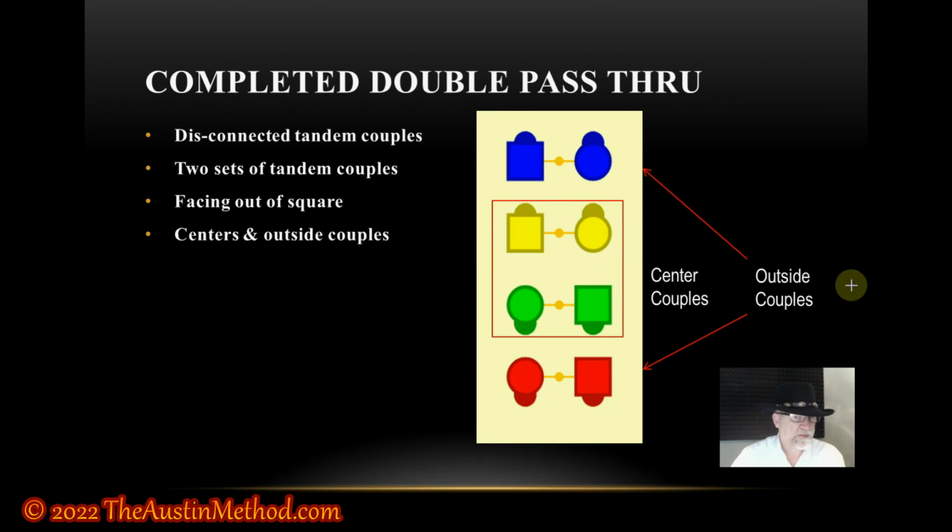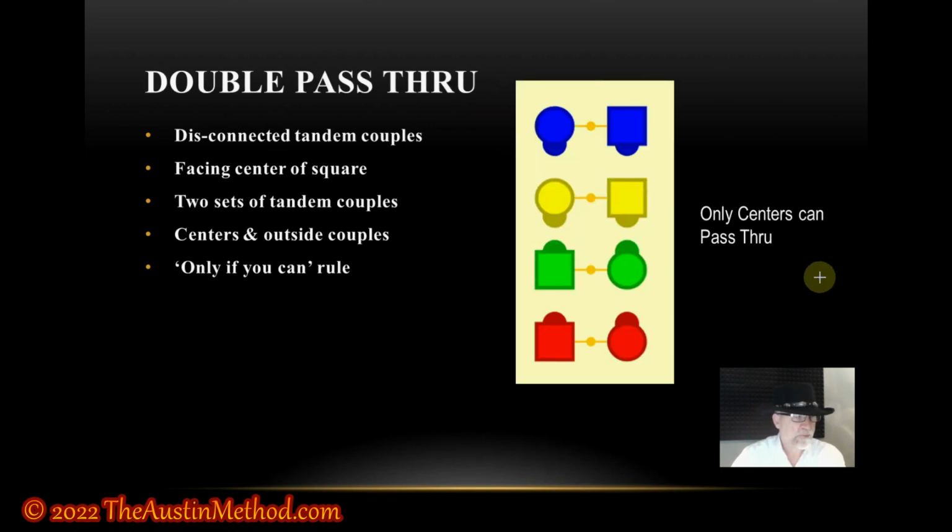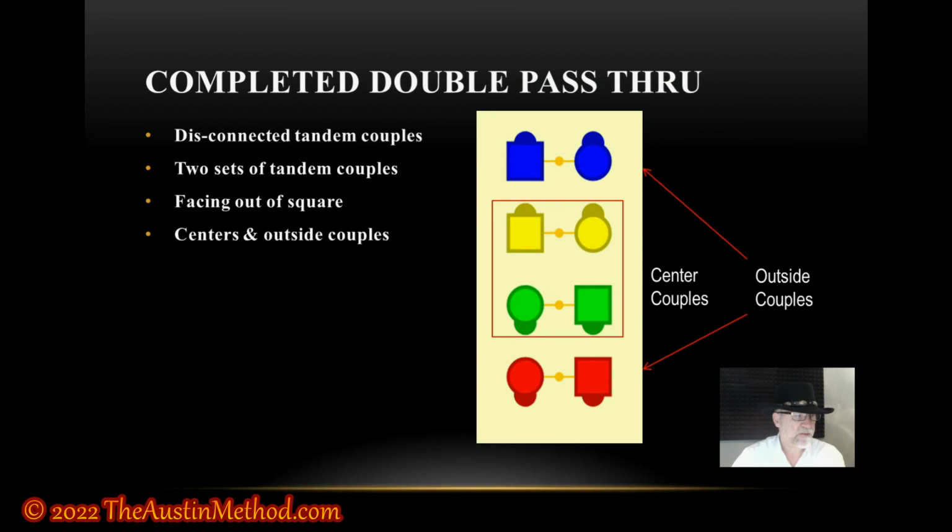Completed double pass through. So if we were to look at this and we saw everybody pass through, they would end up in a formation that looks like this, a completed double pass through, which is disconnected tandem couples or two sets of tandem couples. So here's one, here's the other, who are facing out of the square. And again, we have centers and outside couples.